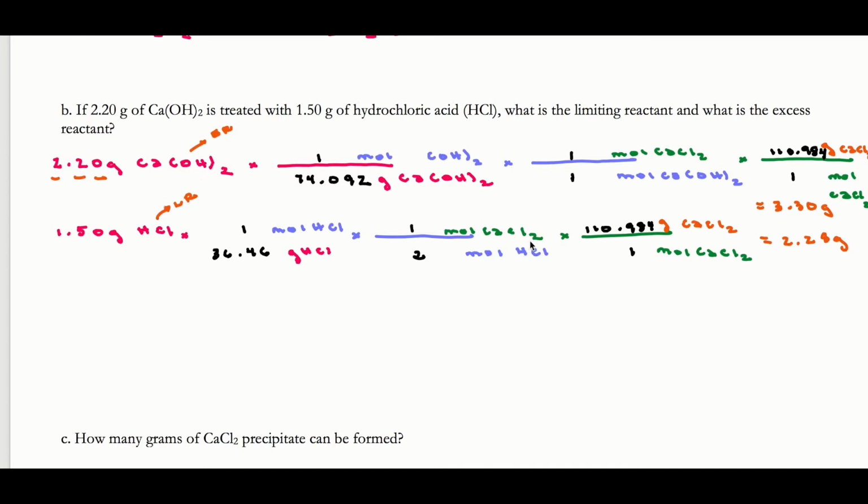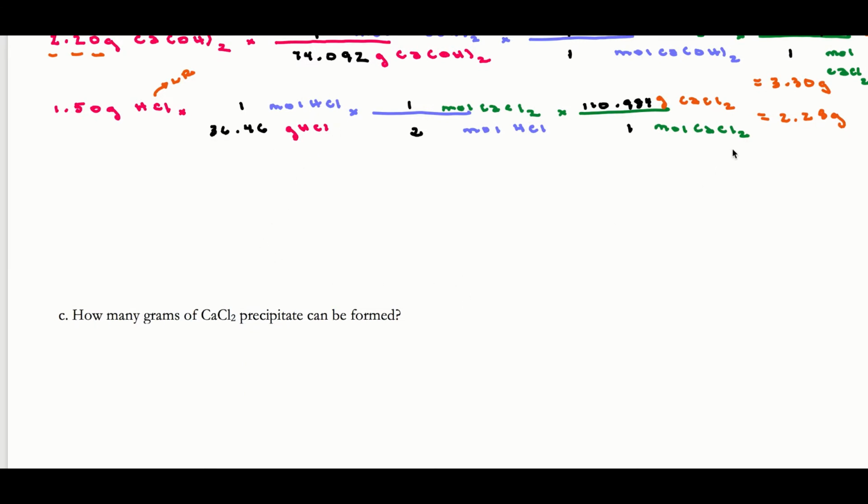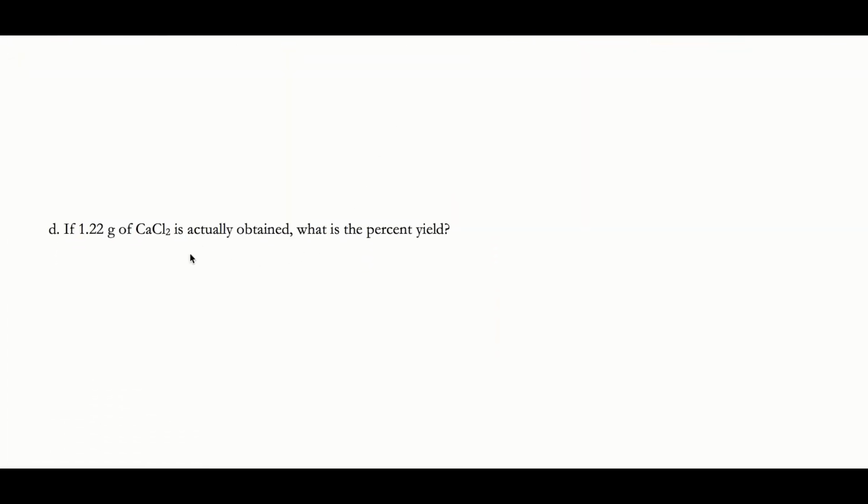Okay. Meanwhile, it says how many grams of calcium chloride precipitate can be formed. Well, which of these two amounts is actually formed? That's 2.28. Okay, so terminology time. This 2.28, the amount of product that should have been formed, that is my theoretical yield. How much product, based on the amount of reactant I started with, theoretically should have formed. To determine my percent yield, your percent yield is simply your actual yield, how much actually formed, divided by how much theoretically should have formed.